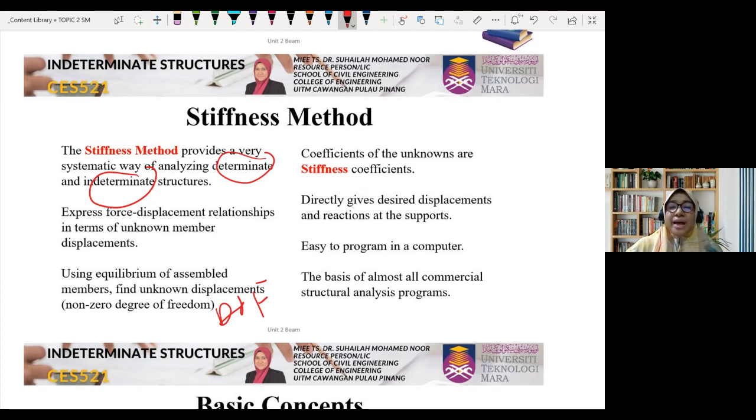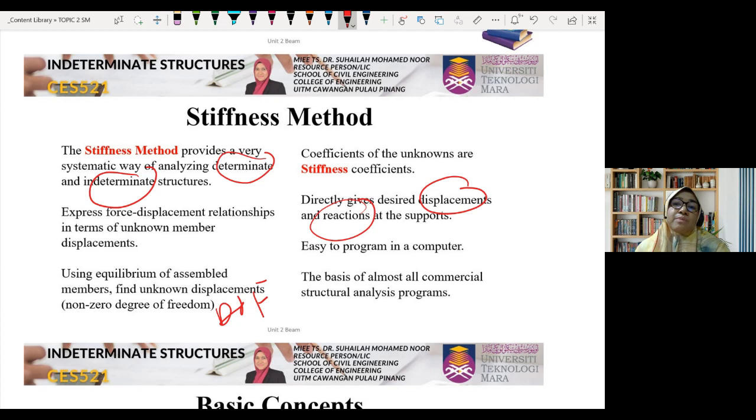Next advantage, they directly give the desired displacement. Another advantage is that by using stiffness method, we can get both displacement and reaction directly using one analysis. But by using flexibility method, we can only determine reaction or internal forces, and we cannot determine displacement directly.